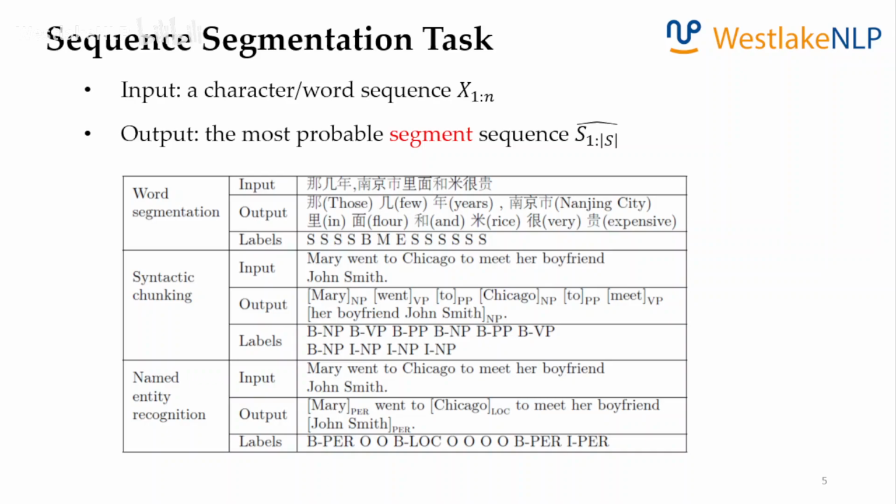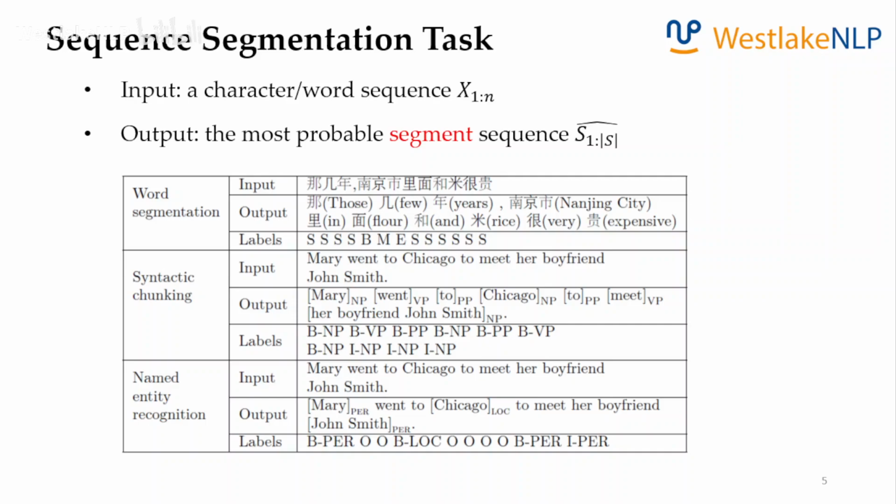Another task is shallow parsing, syntactic chunking. The goal is that when you're given a sentence, you try to identify what are the noun phrases and verb phrases, etc. in this sequence. So when you do shallow parsing, you chop the sequence into a sequence of segments and then assign a syntactic label to each segment, such as the noun phrase, the verb phrase, etc.